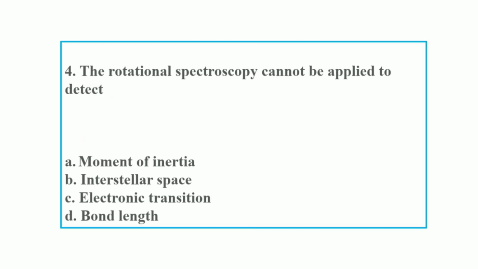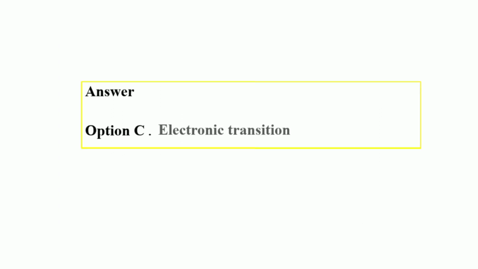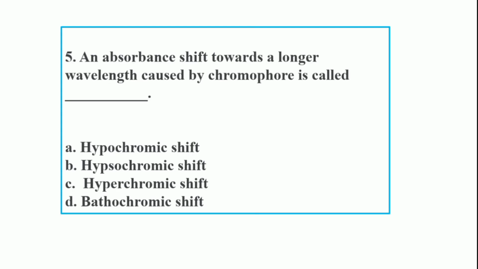Question number 4. The rotational spectroscopy cannot be applied to detect option A, moment of inertia. Option B, interstellar space. Option C, electronic transition. Option D, bond length. The correct answer, option C, electronic transition.